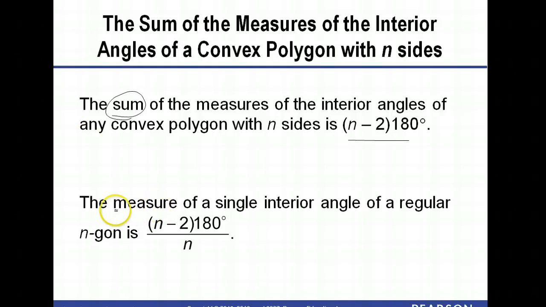If instead we wanted to talk about the measure of a single interior angle of this regular n-gon, if this is the sum of all of them, then to get the measure of just a single one, all we have to do is take this value here and divide by n, the number of sides. That'll give us the measure of a single interior angle.